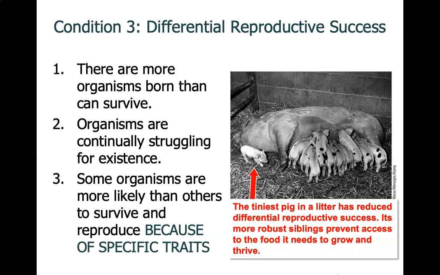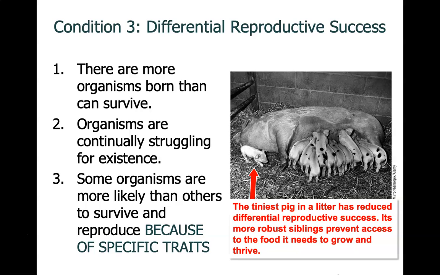All right, so finally, third condition for natural selection is that there has to be differential reproductive success. Now, some of this goes back to Darwin and the influence that Thomas Malthus had on him, and that is that to start off with, there are more organisms born than can survive, which means that some of them are going to struggle to survive, and therefore some of them are more likely to survive than others. So differential reproductive success says that some individuals are more likely to survive because of specific traits.